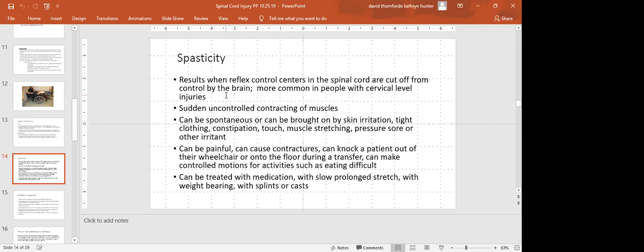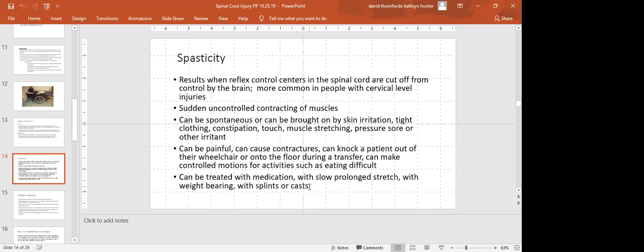They can even knock a patient out of their wheelchair. They can be so strong that a person may be sitting in their wheelchair, they have a sudden hip extension and they're on the floor. Or imagine if somebody's trying to do a transfer from their wheelchair to their bed, and all of a sudden they have a violent hip extension, they may end up on the floor. Also imagine if somebody's trying to eat and they're trying to bring their hand to their mouth, and all of a sudden they have a violent elbow extension. It's going to make eating pretty difficult.